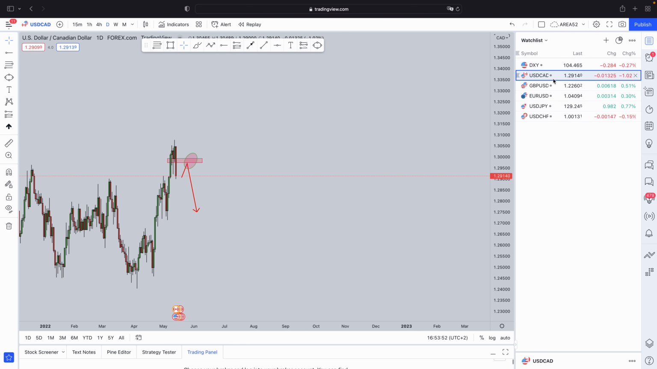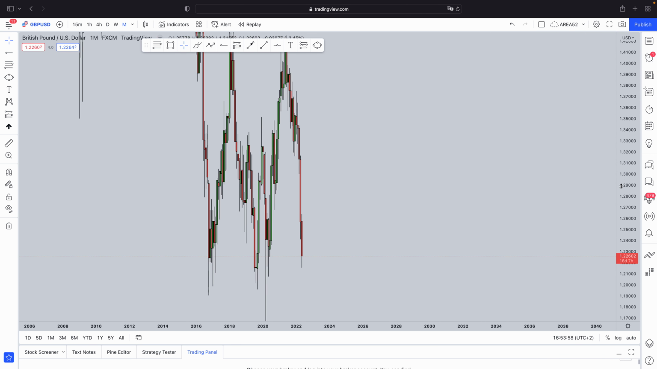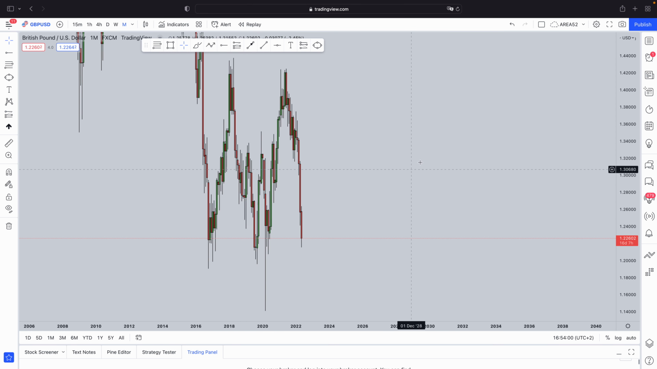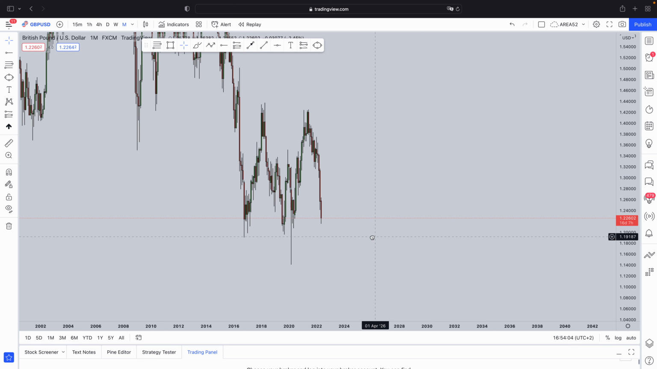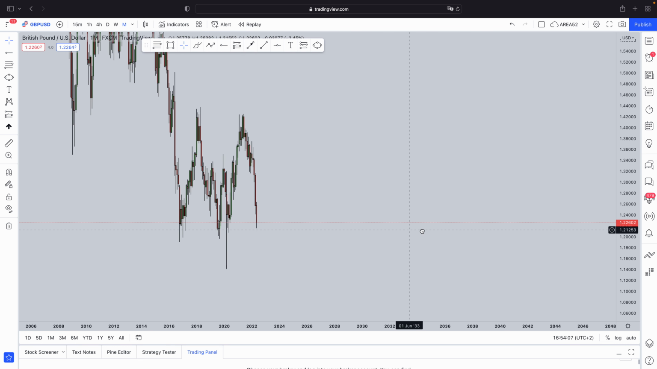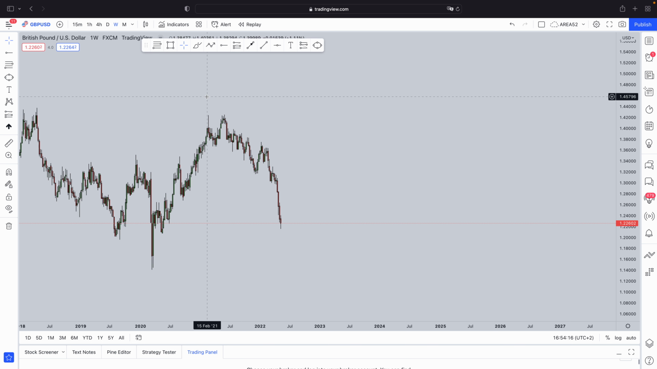Next up, we are going to take a look at GBP USD. Starting on the monthly time frame, what do we see? Firstly, we can see that GBP USD is currently testing very strong monthly support. According to technical analysis, we can definitely expect a slight pullback before the continuation, because as I said, the market is currently testing a strong level of support.